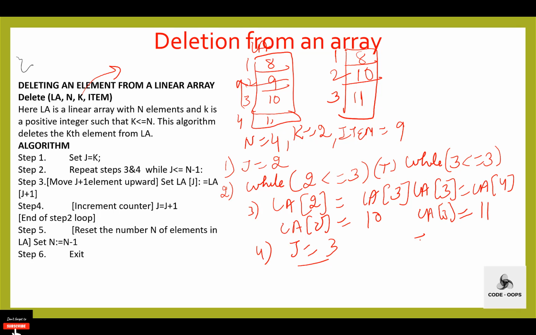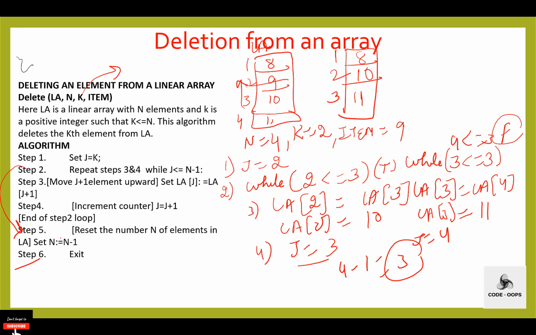Then j is equal to j plus 1. J becomes 4. 4 is less than or equal to 3. The condition is evaluated to be false. Then control transfers to step 5. Set n is equal to n minus 1. The value of n is 4, 4 minus 1 is 3. After deleting the element from the array, the number of elements in the resulting array is 3. Then the 6th step, exit. This is a complete algorithm to delete an element from a linear array.